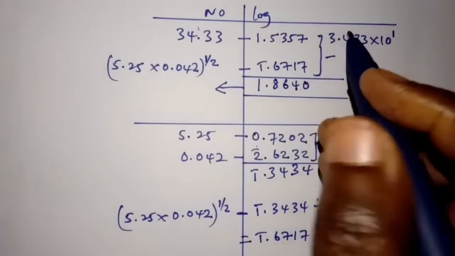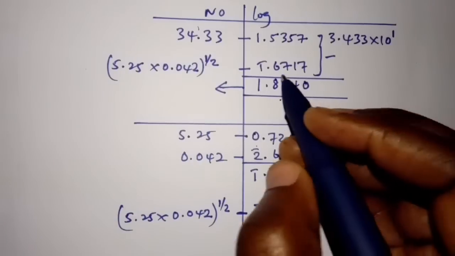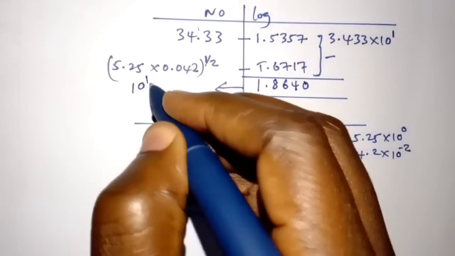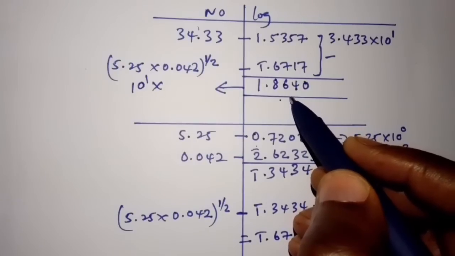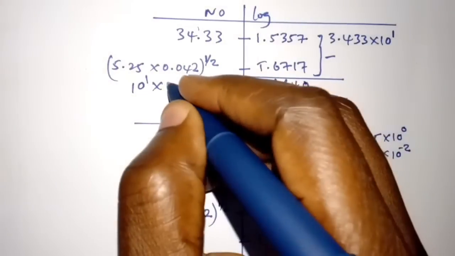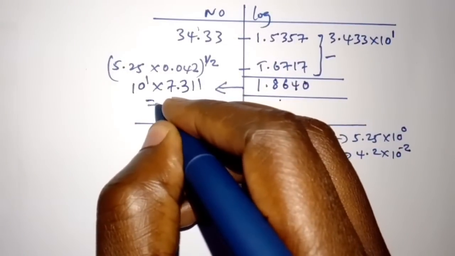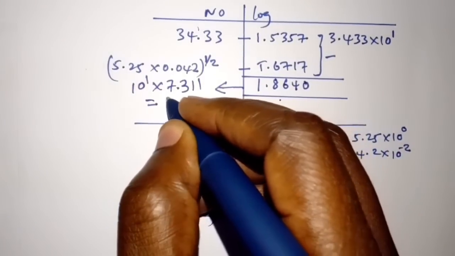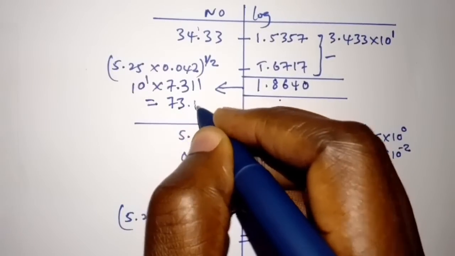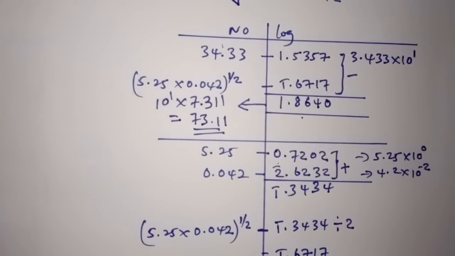Then we go to the antilog table to find the antilog of 1.8640. So this one we can write as 10 power 1 times the antilog of 0.8640. From the antilog table it is 7.311, which gives us 10 power 1 times 7.311, which is 73.11. So this is our final answer.